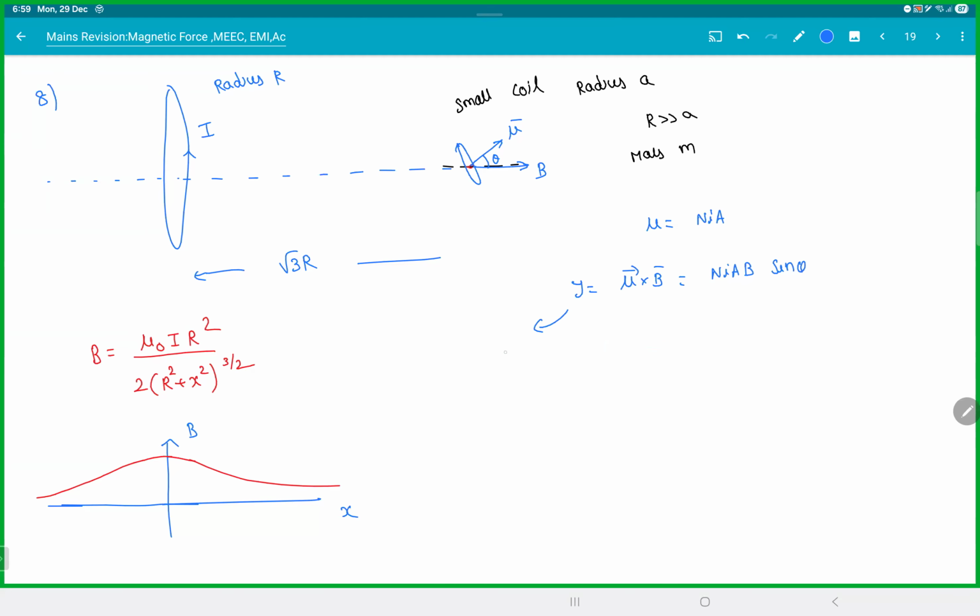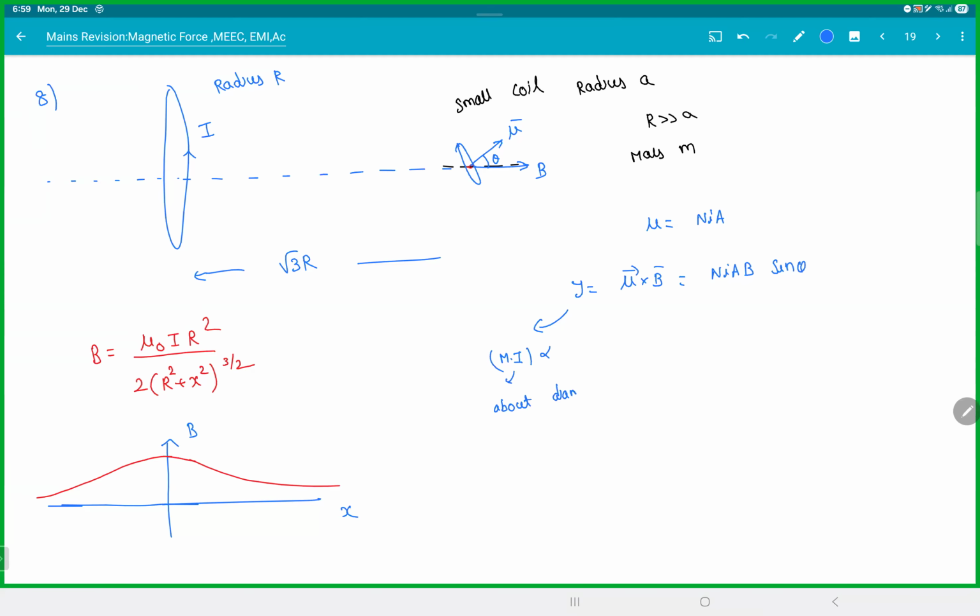What should I write? I already used capital I everywhere. So this is moment of inertia into alpha. What is this moment of inertia? Someone said it is a current in the big loop. No, you're not wrong, but I didn't ask you that. What is the moment of inertia? It is rotating about which axis? This is the moment of inertia about diameter.